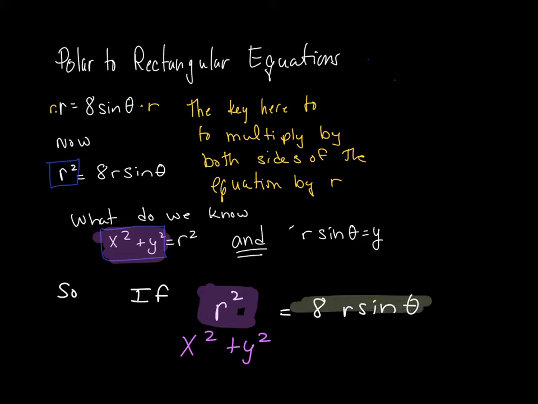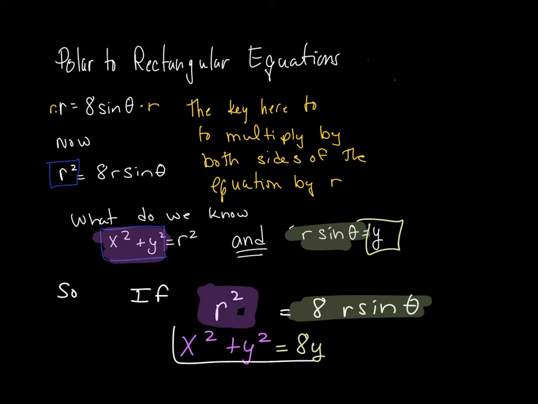Now that part is rectangular. Now I take the other side of the equation and replace r sine of theta, which I know is equal to y. So all of the right-hand side just becomes 8y. And this is my rectangular equation.